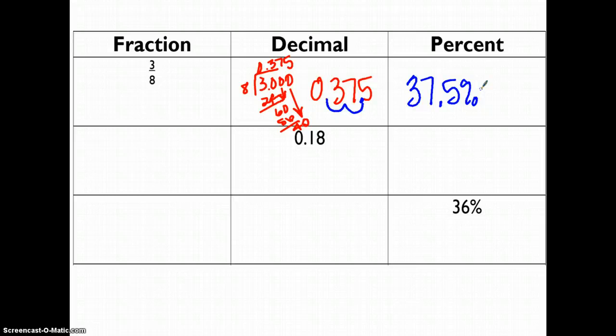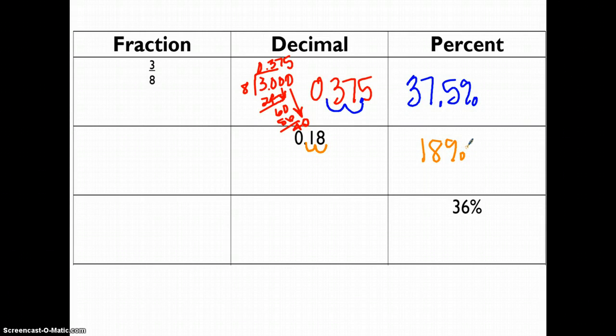Next one, I have the decimal of 0.18. Okay, and I'm going to change my decimal to a percent. Same way, you swoop towards the percent sign, so I swoop once and twice, and I get 18%.